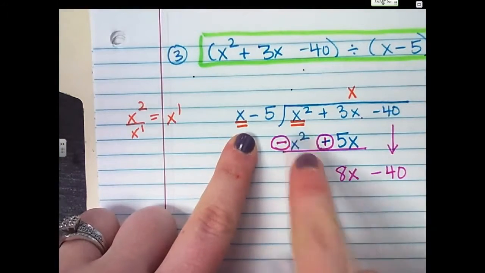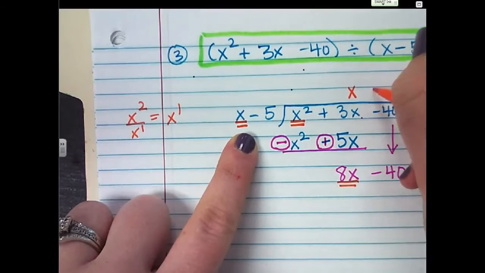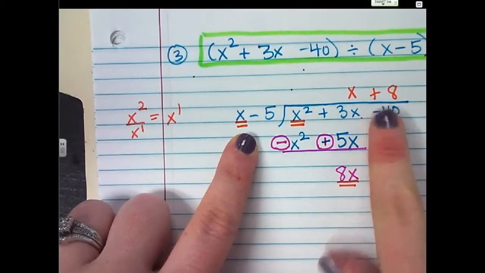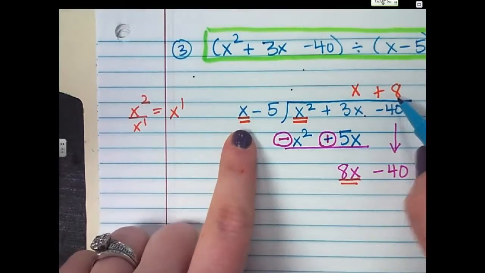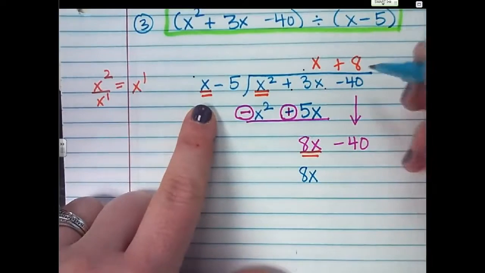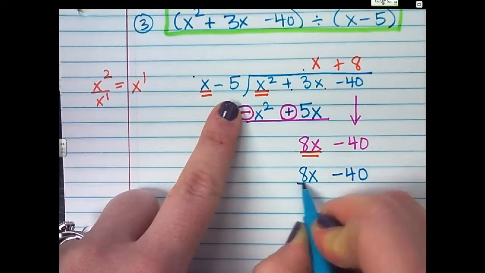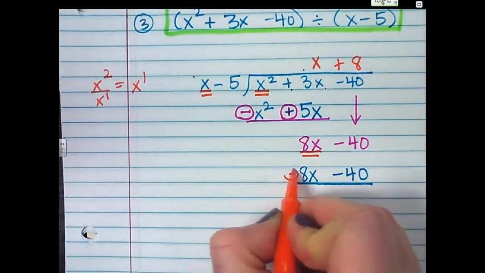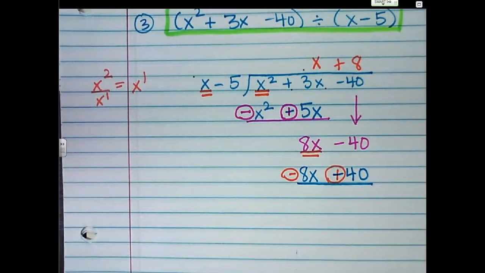Like we did here, now I'm going to move to here. What times x gives me 8x? Positive 8. If it was negative 8x, I would write a negative 8. Okay, multiply again. 8 times x is 8x. 8 times negative 5 is negative 40. This is the part people forget. They always subtract this first one. They forget the second one. So this is going to turn to a plus, because you're distributing it negative.